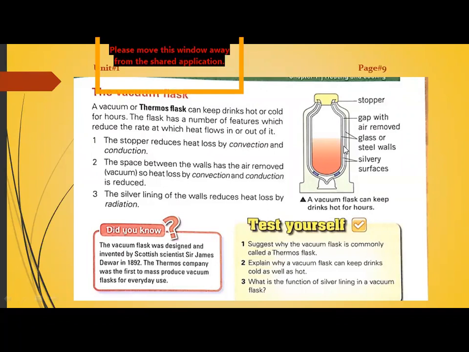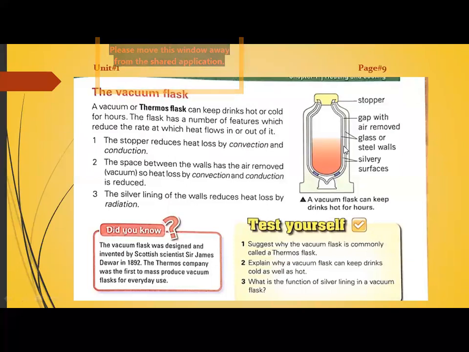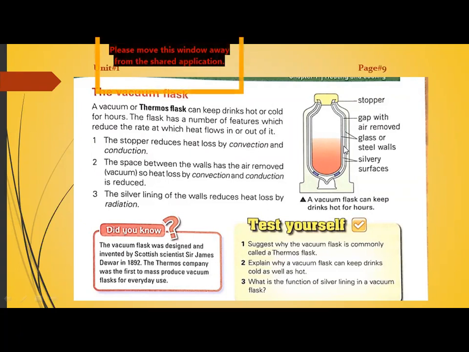An interesting piece of information here for you. Okay, the vacuum flask was designed and invented by a Scottish scientist. That scientist belongs to Scotland, so we call him a Scottish scientist, and his name is Sir James Dewar. Okay, in 1892, for the first time, he invented, or designed, a thermos flask. Okay, and the Thermos company was the first to mass produce a vacuum flask for everyday use. So that's why we commonly call it a thermos flask. Okay, but the Thermos company was the first company to produce the thermos flask.